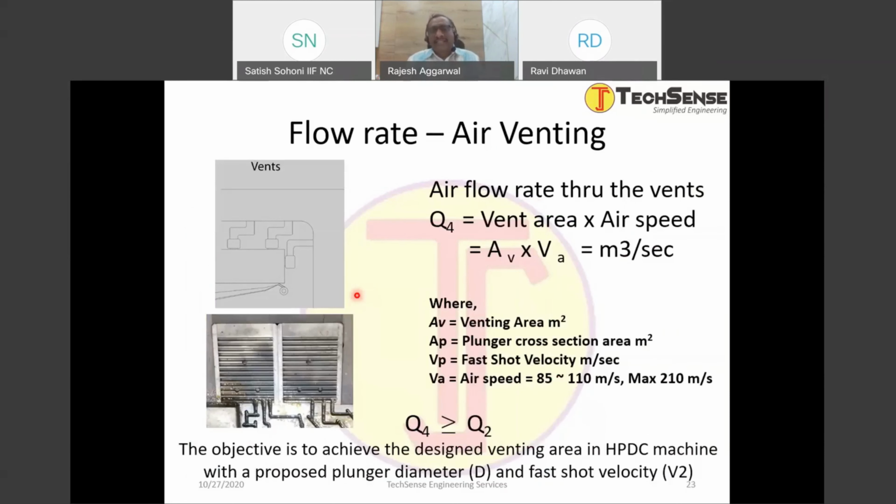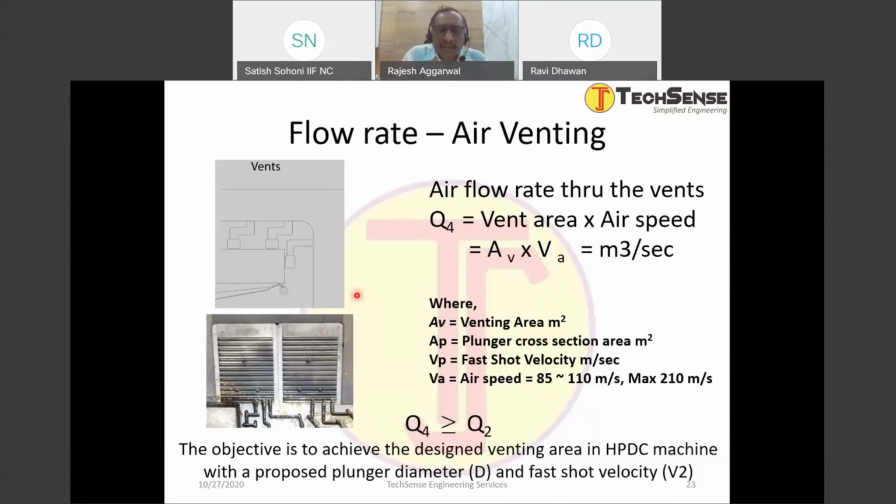Here we are assuming the air speed in the range of 85 to 110 meters per second. The maximum air speed can be 210 meters per second. Beyond that, air will not be traveling normally; it goes into what we call ultrasonic range, so it will not be the normal air speed. Correct? So again, we can calculate the venting area with this equation. Now we have one more variable added over here, that is the venting area.